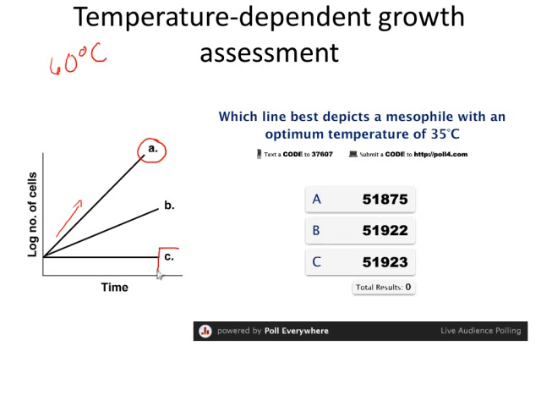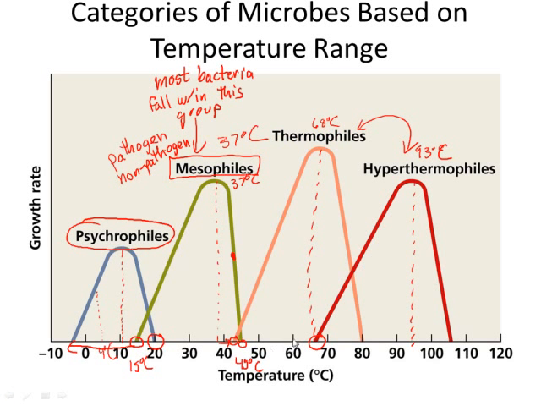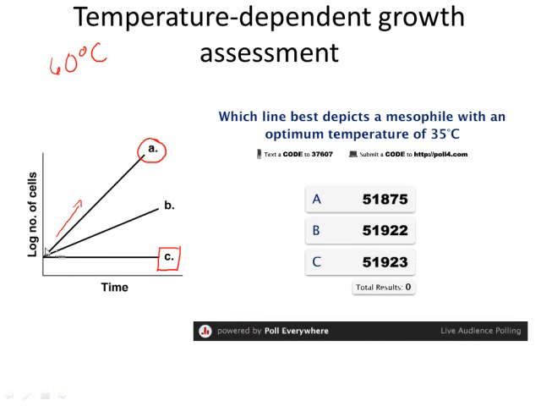That's right, the answer is C. Because if you go back and look, a mesophile at 60 degrees cannot grow, therefore the number of cells will not change over time. So we're going to have many questions like this on the exam where I give you growth curves and I'm going to ask you a question and you're going to have to apply that physical condition or that chemical condition to the growth of that bacteria.